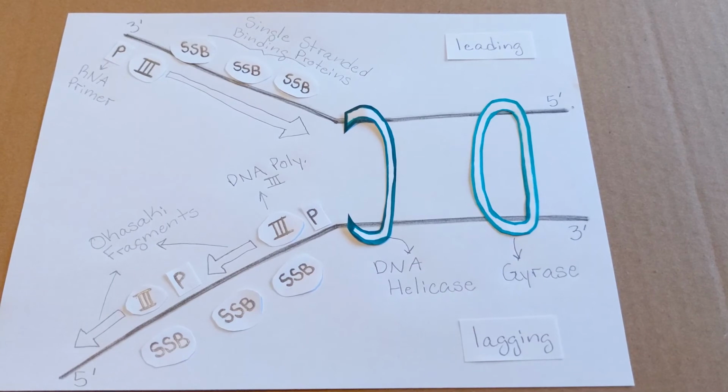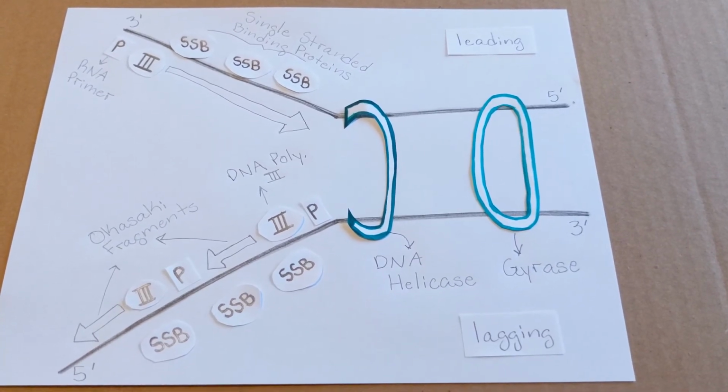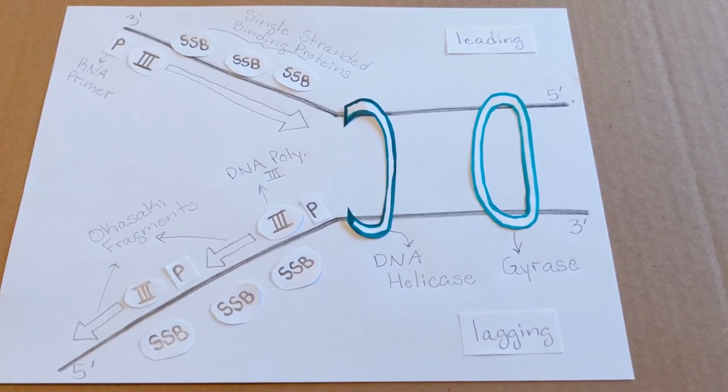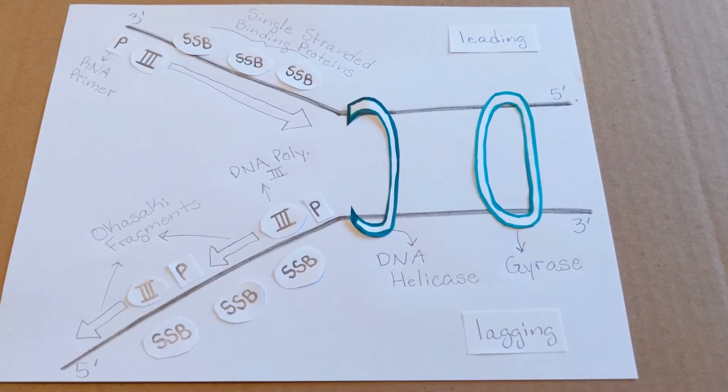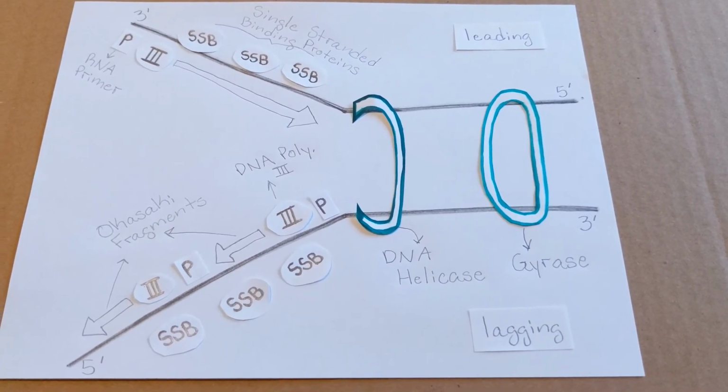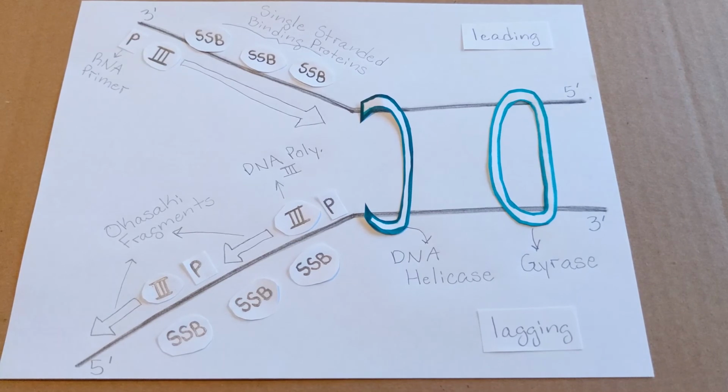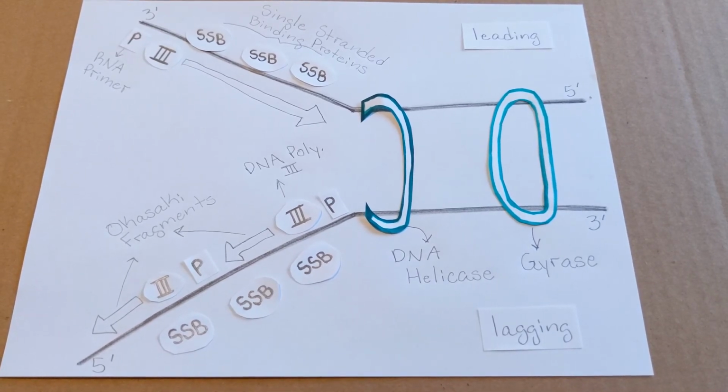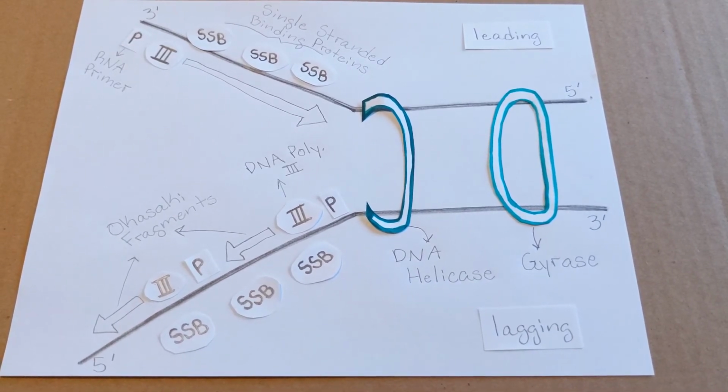As mentioned earlier in the video, the lagging strand is made of multiple segments. This happens because replication is in the opposite direction as the fork. These segments are called Okazaki fragments, and they are made of multiple RNA primers and DNA polymerase III.